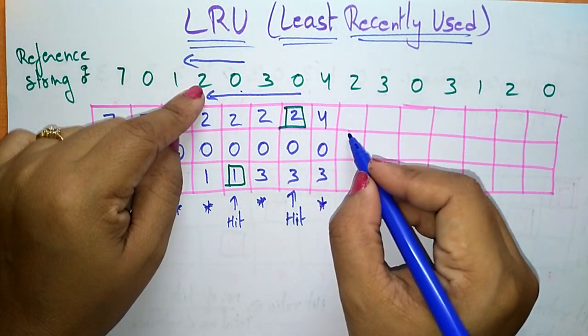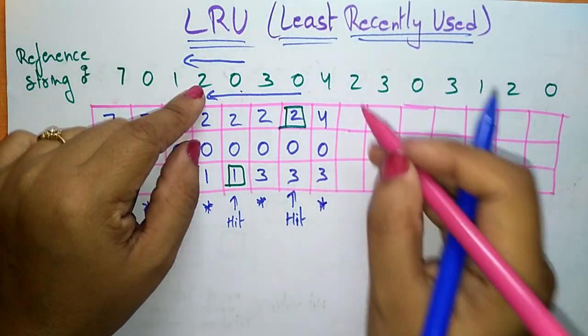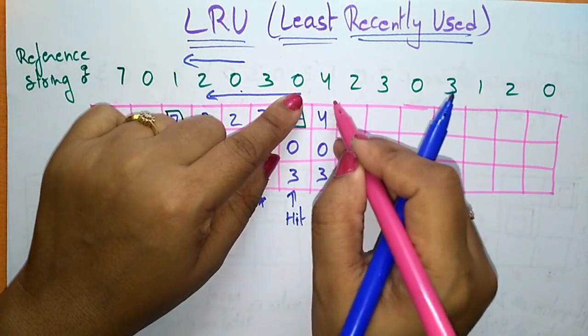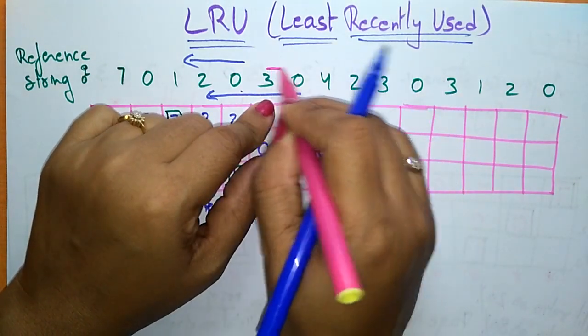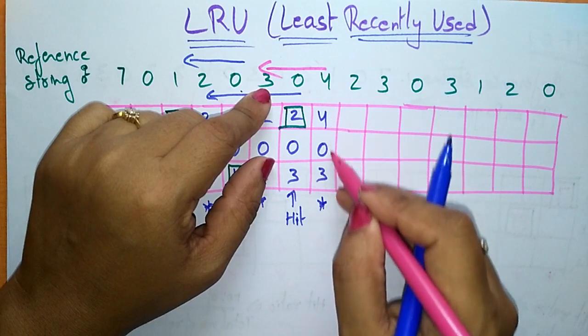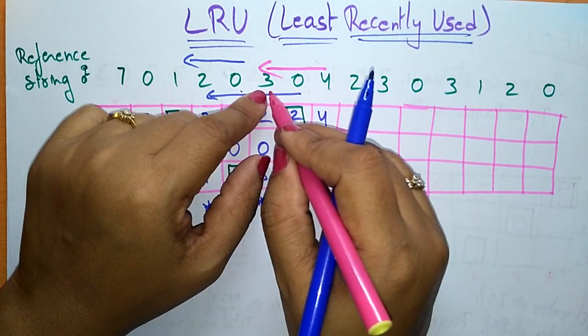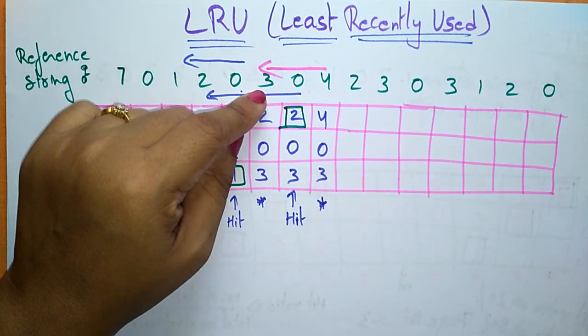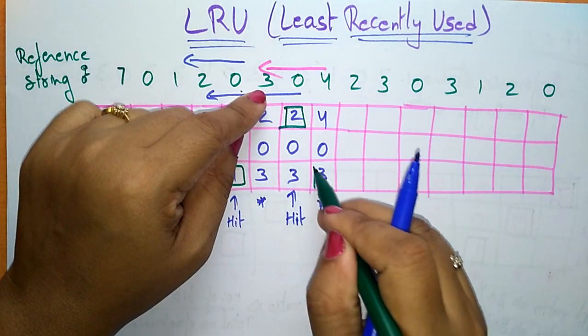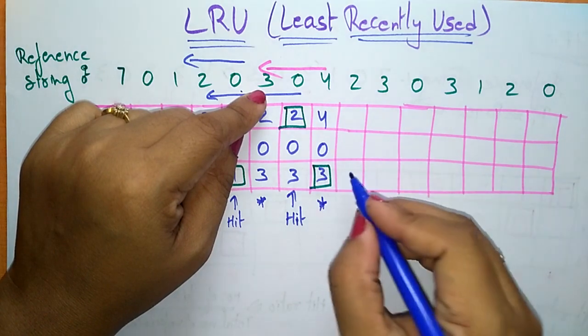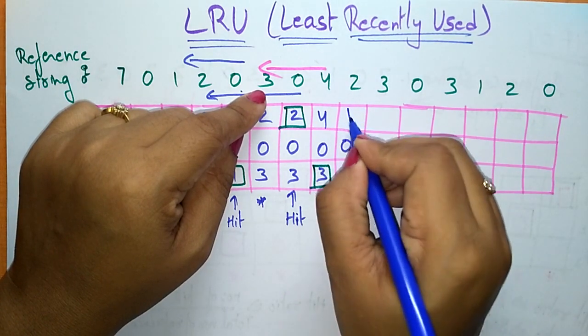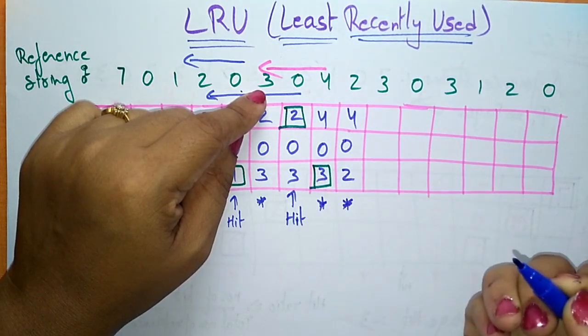Now I have to write 2. Check which is the least recently used, 4 or 0 or 3. From this, 4 is most recently used, so the least recently used is 3. So in place of 3, I have to write 2, 0, 4. So this is a page fault.